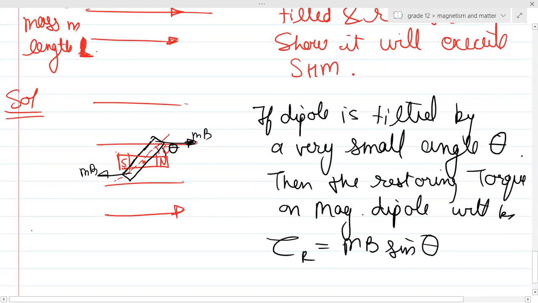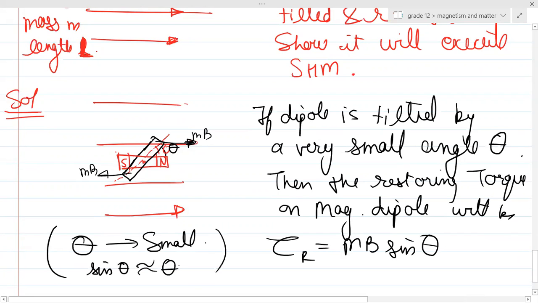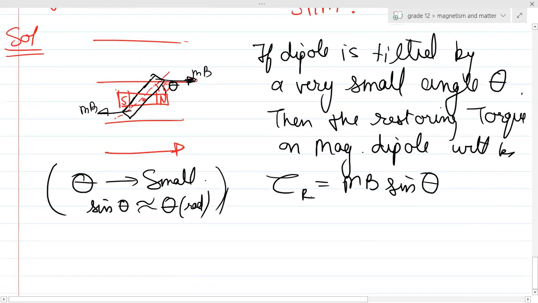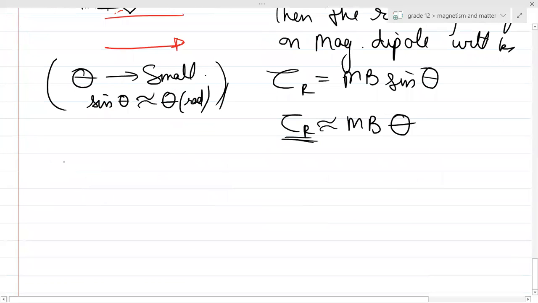And we all know about the trigonometric approximation. If theta is very small, then sine theta can be approximately treated as theta, but theta shall be in radians. Okay, we know the trigonometric approximation, so I can write this as torque is approximately equal to m into B into theta. Yes or no? Yes.